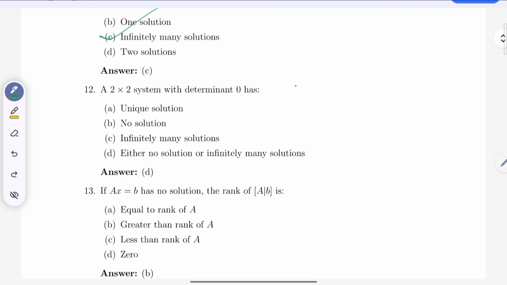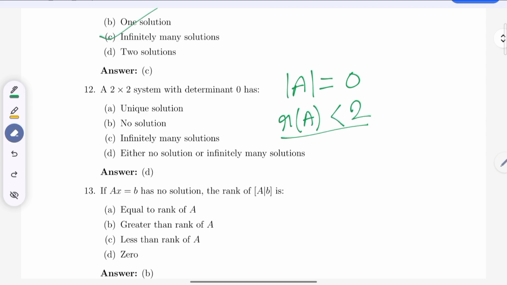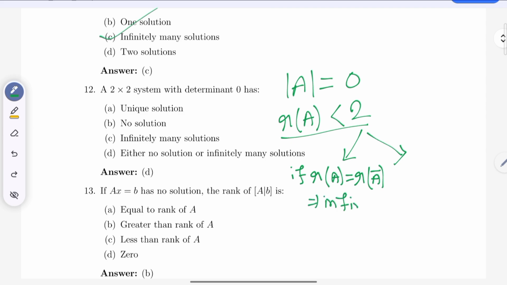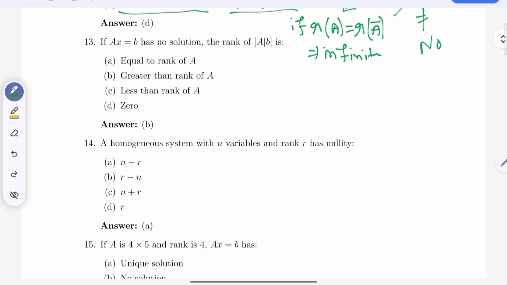Next question, 2 by 2 system with determinant 0. So determinant of A equal to 0, that means rank of A is less than 2. Now there are two cases. The first case is if rank of A is equal to rank of the augmented matrix, both less than 2, then infinitely many solutions. And the second case, if they are not same, then no solution. So in this case option D is correct, either no solution or infinitely many solutions.